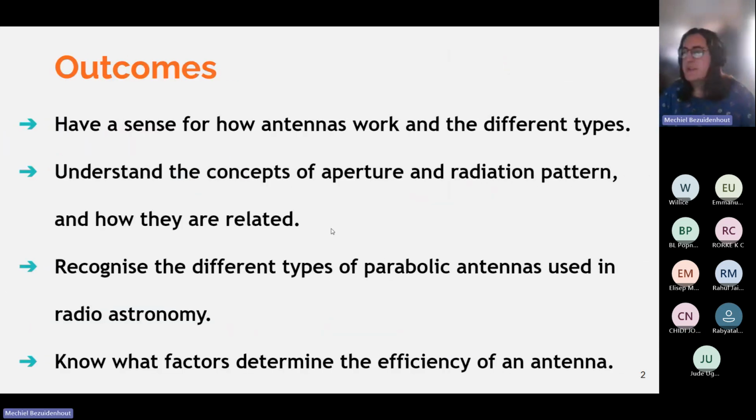So at the end of this, you should have some sense for how antennas work and the different types of antennas that exist. You should understand the concepts of aperture and radiation pattern. Those are very important concepts, and you should know how they are related to one another. You should also be able to recognize the different kinds of parabolic antennas that we use in radio astronomy. And you should know some factors that determine the efficiency of an antenna in receiving signals.